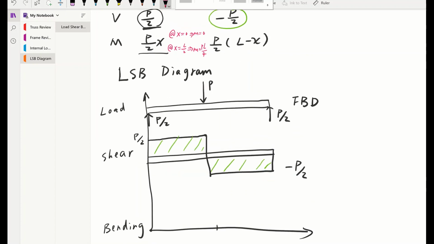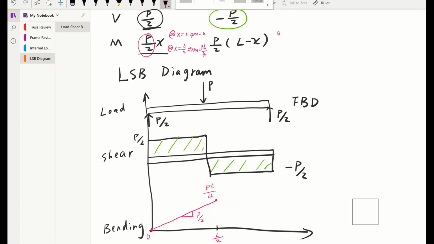So we know our original point is 0. And when x is equal to L over 2 here, your bending moment is going to be this value, PL over 4. To connect those two points, it's going to be a straight line because this is a linear function, with a slope of P over 2. Okay, so we're done with the first half. Now we're going to move on to figure out the second half.